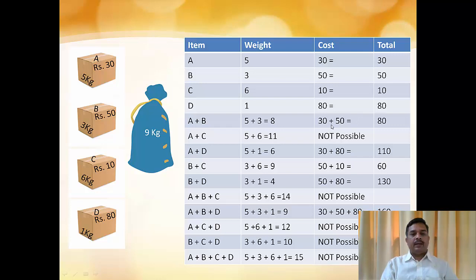If we want to take A and C, the weight becomes 11 kg, which exceeds 9 kg. So we cannot take this, it is not possible. If we list out all the ways, we can see that if we choose box A, B and D together, the total weight will be 9 kg and it will have the maximum value of 160 rupees.